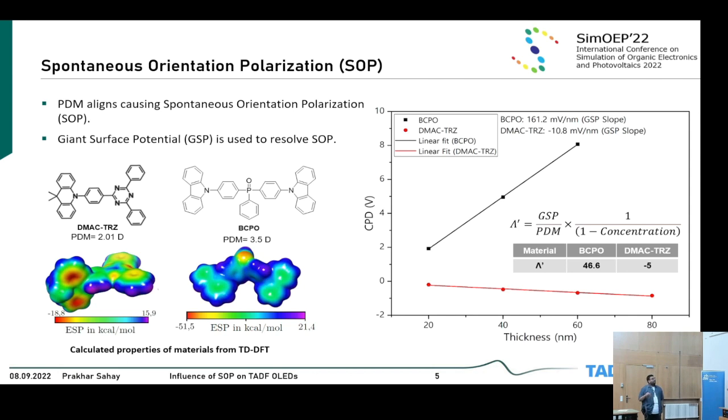Here we also define our lambda parameter, which is GSP over PDM multiplied by 1 over 1 minus concentration. And for these materials, as you can see, for BCPO we have a value of 46.6, whereas for DMAC-TRZ we have a value of -5.